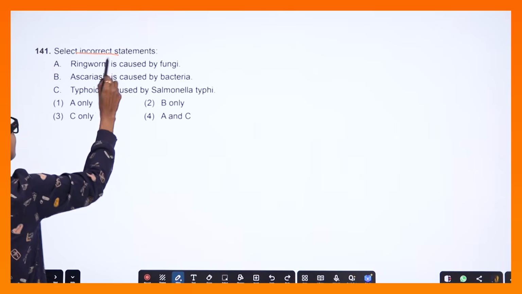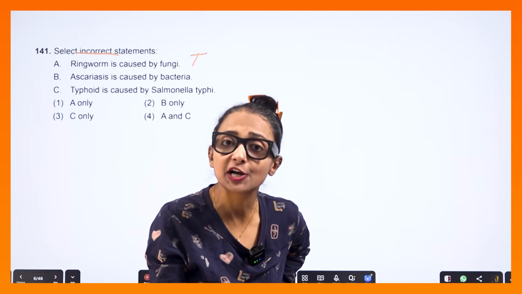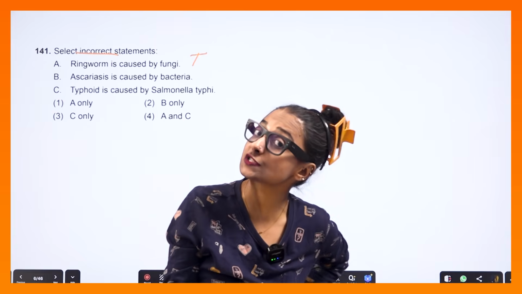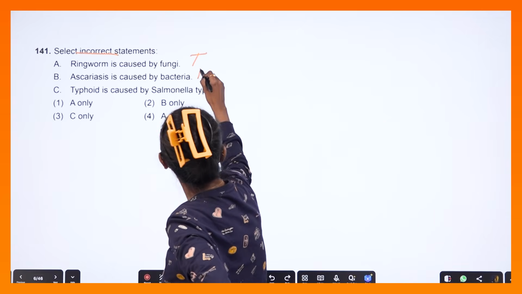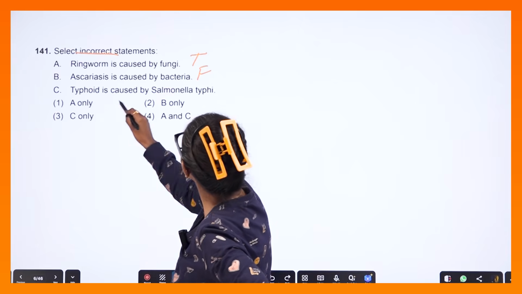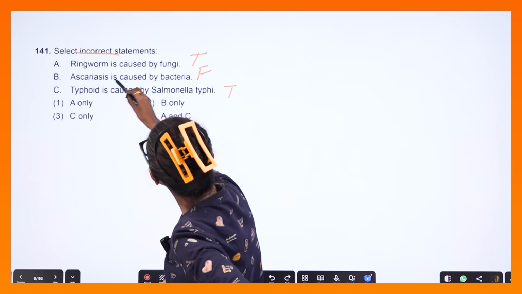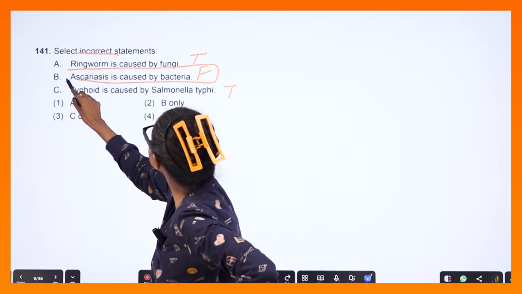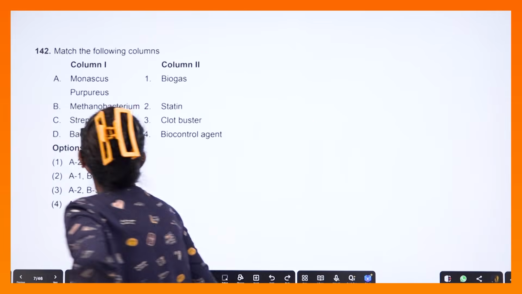Select the incorrect. Ringworm is caused by fungi. This is true. There are 3 different genera which are given in NCERT, like Trichophyton, Epidermophyton, and Microsporum. Ascaris is caused by bacteria. False. It is caused by a worm, Aschelminthes, right? Typhoid is caused by Salmonella typhi. Correct. So that means we have to find out the incorrect one. So Ascaris, B only. Incorrect one I have to find out, no? So B only. Let me quickly move.